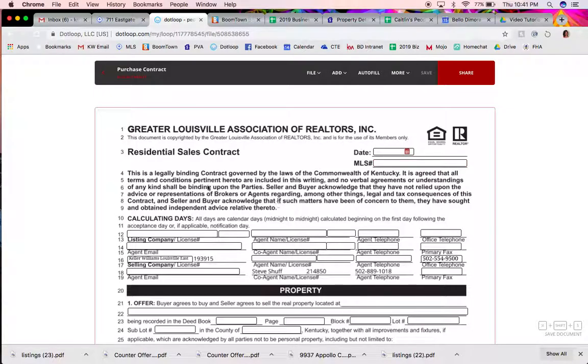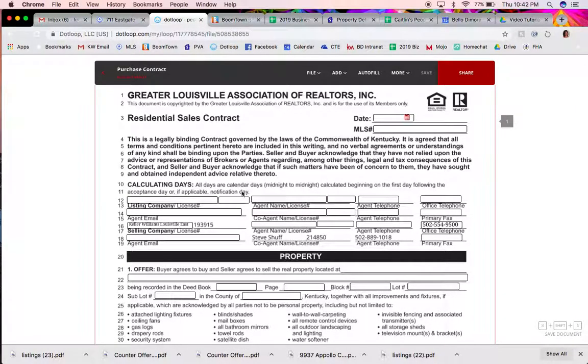The big bold paragraph right here at the top explains that this is a legally binding form, that they also have the right to seek counsel by attorneys or tax professionals or whoever they need to talk to in order to feel confident and comfortable making a purchase of residential real estate.